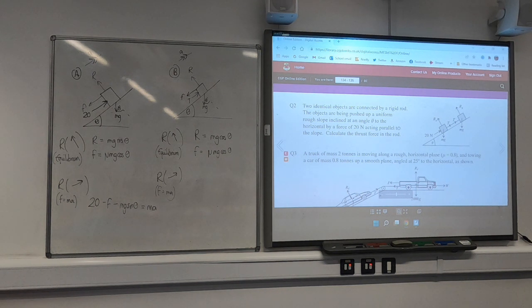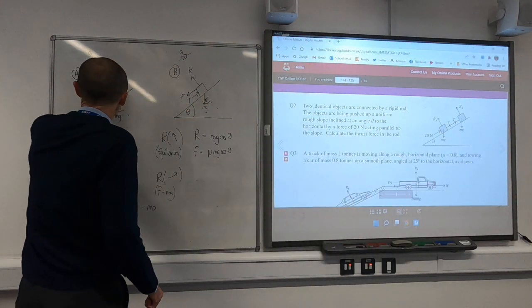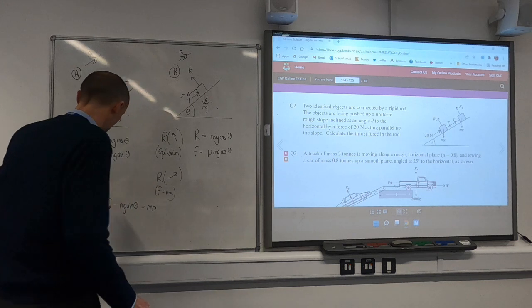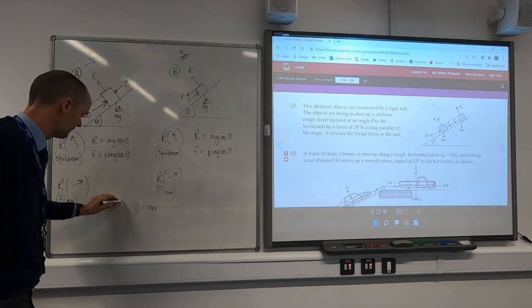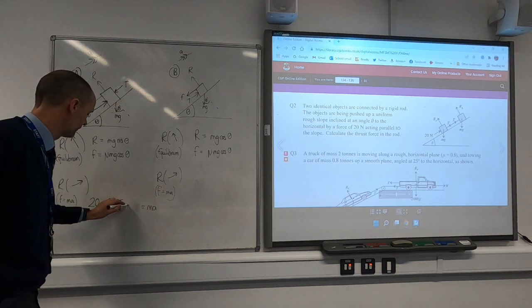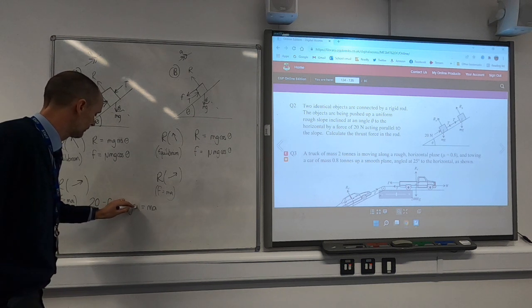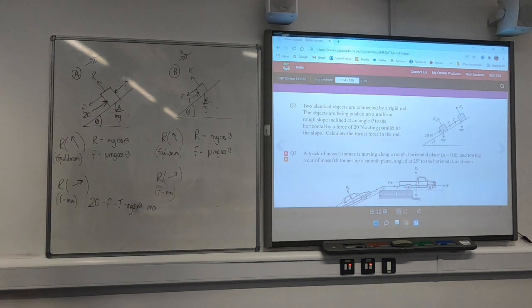See if you can do the same expression for B. Very similar, but subtly different. Oh, hang on, I've missed, sorry. I've missed T, haven't I? Yeah, of course.